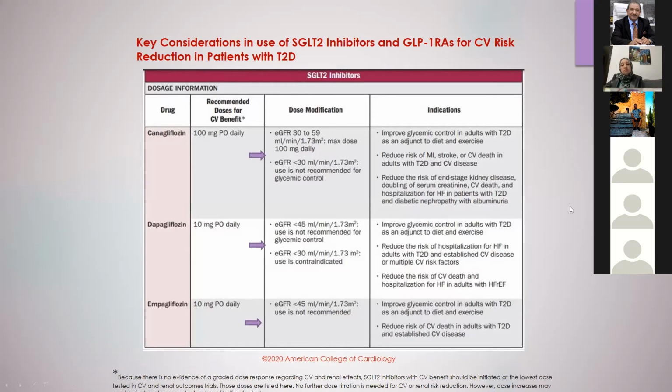This is very important. Empagliflozin 10 milligram, estimated GFR below 45, use is not recommended. This is important. The American Diabetes Association 2022 have said that anybody below 30 estimated GFR should not start on SGLT2. And you can go and see that in the American Diabetes Association treatment in hospitalized patients. Next slide, please.